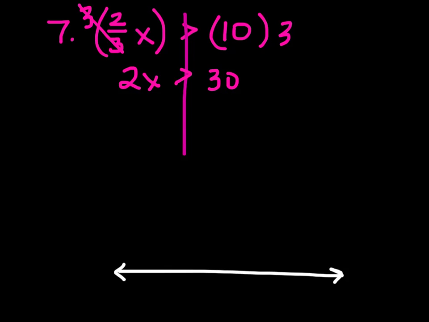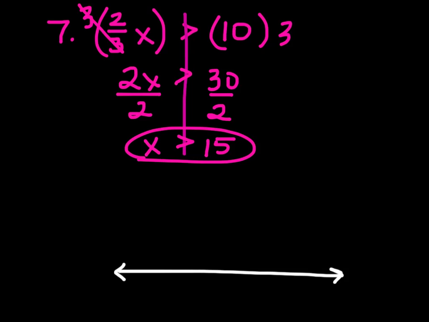And then now it's back to a normal problem, so I can divide both sides by 2, and I have x is greater than 15. So this is my solution on 7. I'm going to start by putting my 15 in the middle here, moving a couple in either direction, so we'd have 16 and 17 on the right, and then 14 and 13 on the left.